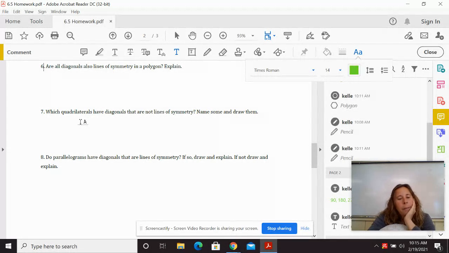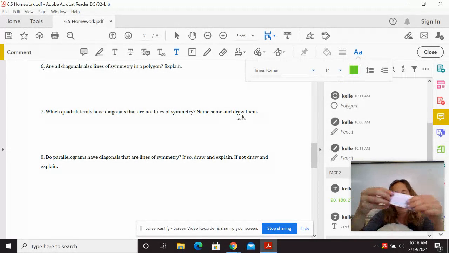Which quadrilaterals have diagonals that are not lines of symmetry? Name some and draw them. Once again, I would go and look at the notes from today. I guess I can do one example. We just did an example with the rectangle, right?